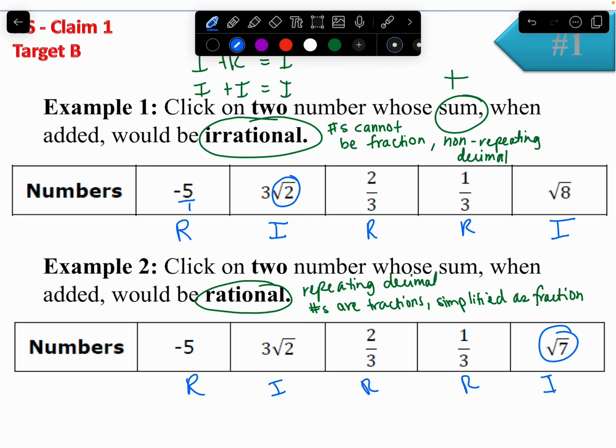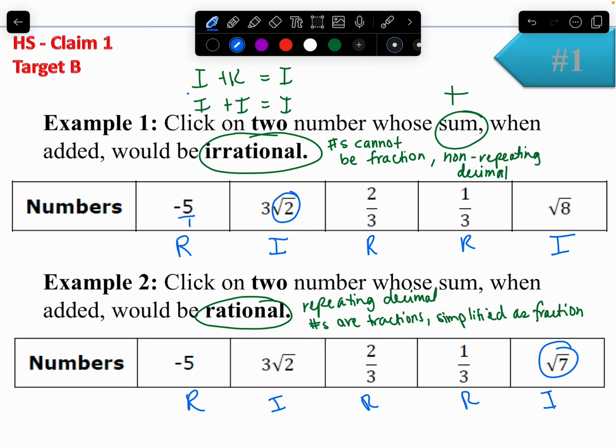So to add, we're going to add two numbers, so we need an irrational and rational. Make sure you're reading the instructions correctly. It says only 2, shade, in this case shade 2. So we want an irrational plus rational, so I'm going to be shading irrational plus rational. There's a lot of combinations here as long as it satisfies our rule.